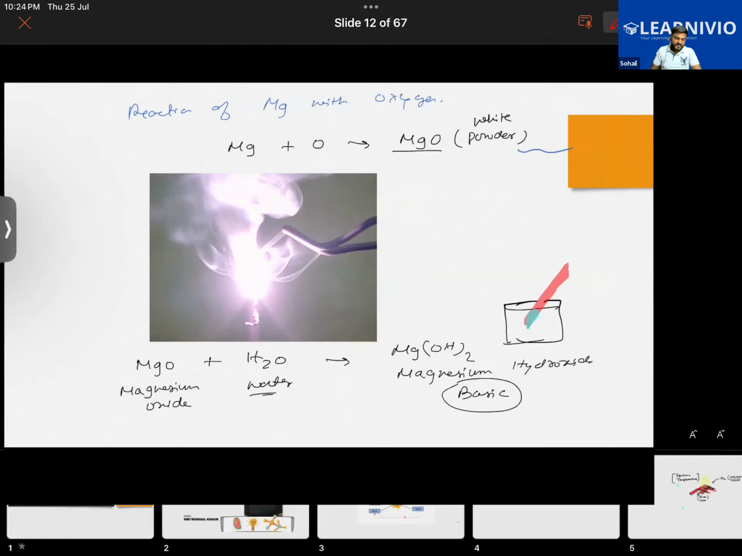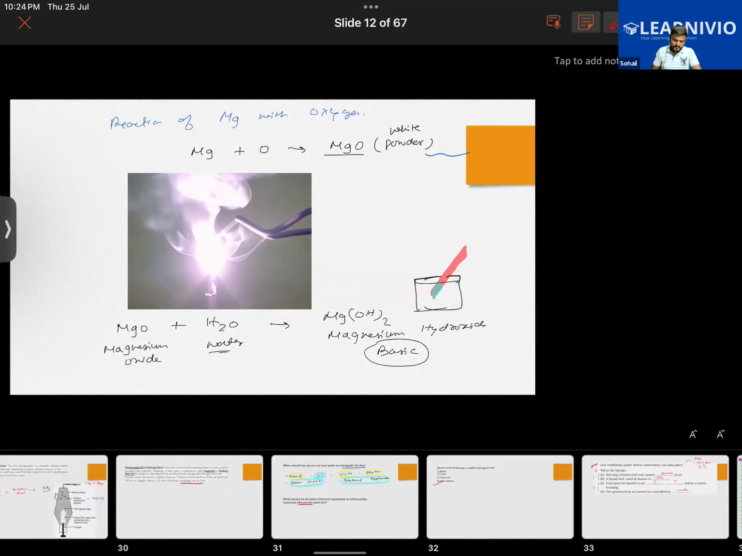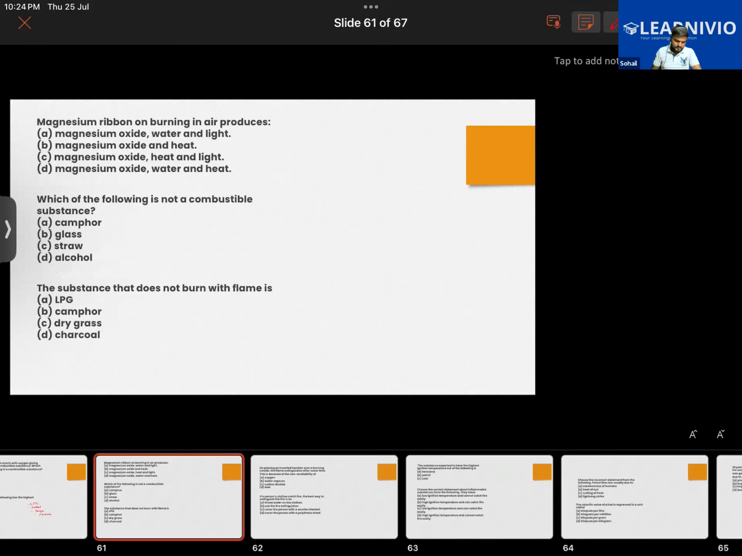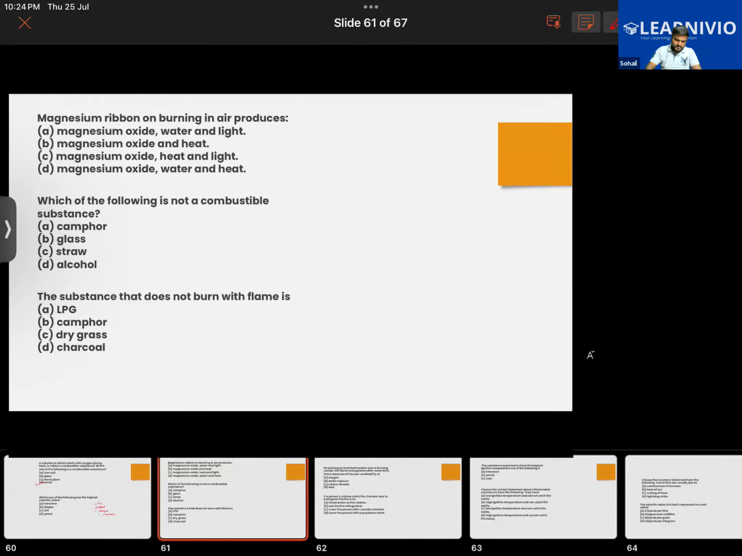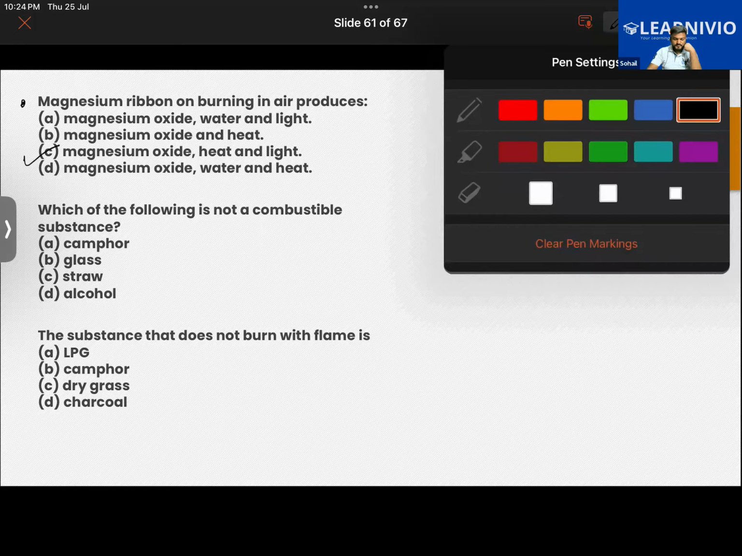So hope you have understood this. Now let's continue with the remaining questions. Okay, continue from here. Magnesium oxide, heat and light. Good. Next.